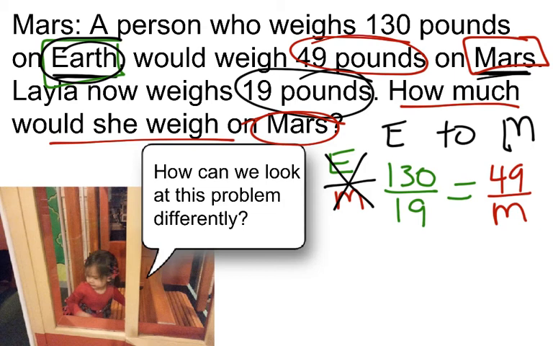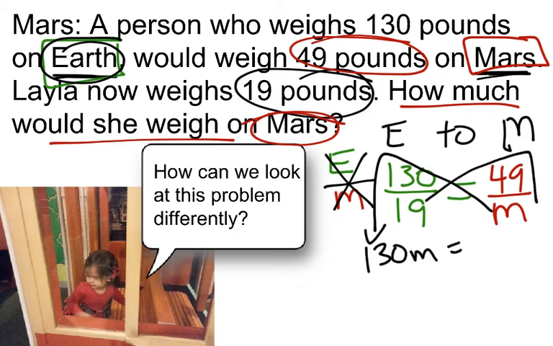So in this case, we've put it into categories. We have our Earth weights compared to the Martian weights. This is a different type of setting up a problem, but will it still work? Well, let's look. When we use cross products, 130 times M, bring it down, equals 19 times 49.